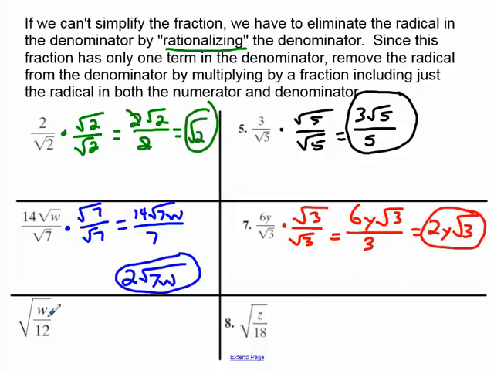How about this guy? Well, let's see. Square root w over square root 12. Let's separate and conquer. First of all, can we cancel w and 12? No. So let's multiply by square root 12 over square root 12. What do we get? Square root w times square root 12, square root 12w, over square root 12 times square root 12, which is 12. This guy can be simplified though, so let's take a look.